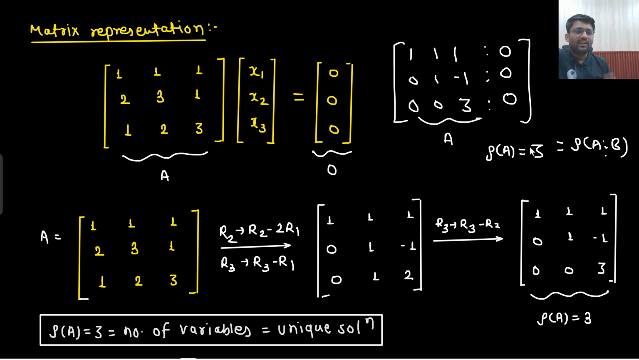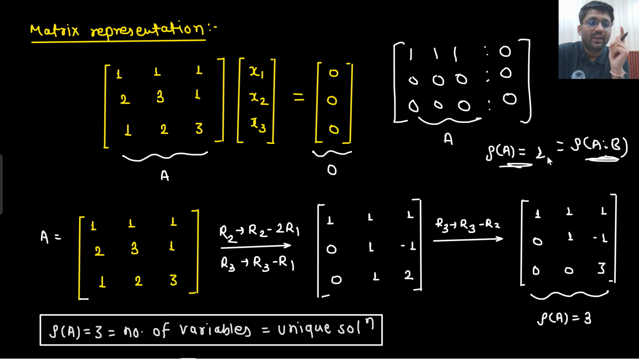Are you able to understand this point? Let's just say rank of A is coming out to be 2, this was the scenario. Then for sure rank of A augmented B will also be 2 only. Let's just say rank of A is coming out to be 1. Then for sure rank of A will always be equal to rank of A augmented B.